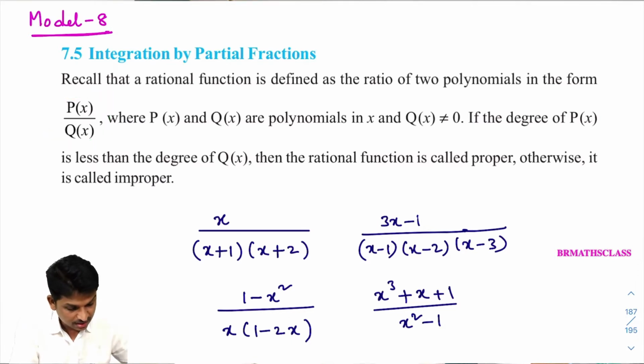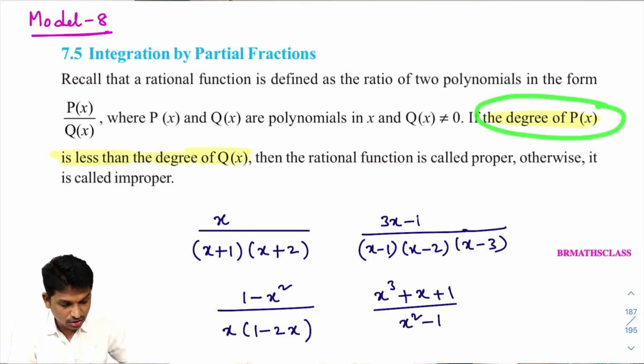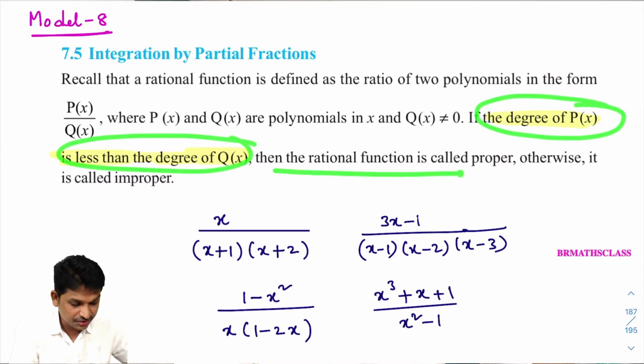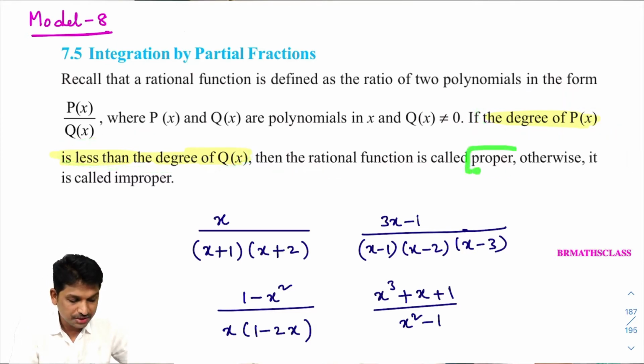Look here. If the degree of p of x is less than the degree of q of x, then that rational function is called a proper rational function. This is important. What is a proper rational function? If the degree of the numerator is less than the degree of the denominator.